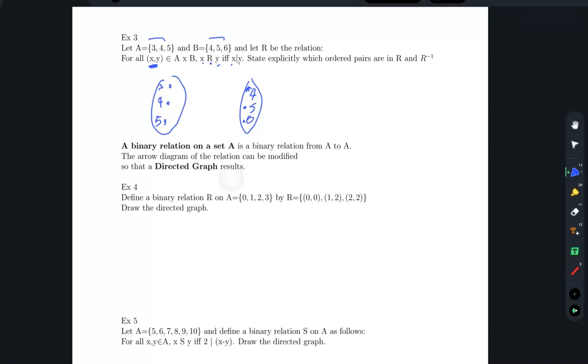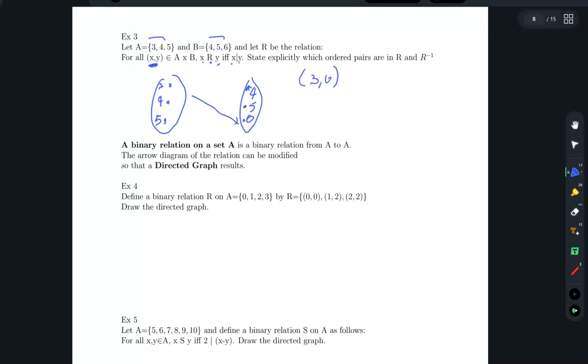Okay, so does 3 divide 4? No. Does 3 divide 5? No. 3 divides 6, right? So (3, 6) is in the relation. 4 divides 4, yes. 4 does not divide 5. 4 does not divide 6. So then we've got 5 divides 4? No. 5 divides 5. And that's about it. I guess I didn't draw all the arrows, but here 5 divides 5. Not many in the relation.